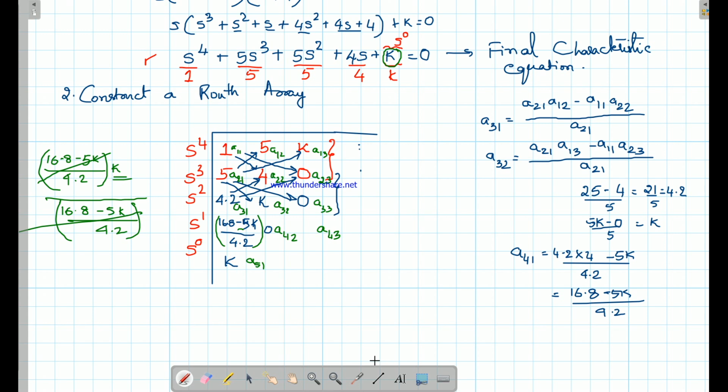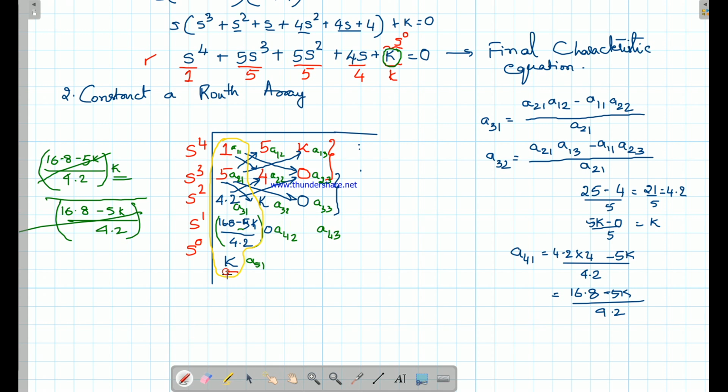Now this is the first column. What is the first column? These values we have got are the first column, which is important in the Routh-Hurwitz criteria. So we have 1, 5, 4.2, 16.8 minus 5k by 4.2, and k. Now our job is to find out what range of k makes the system stable.